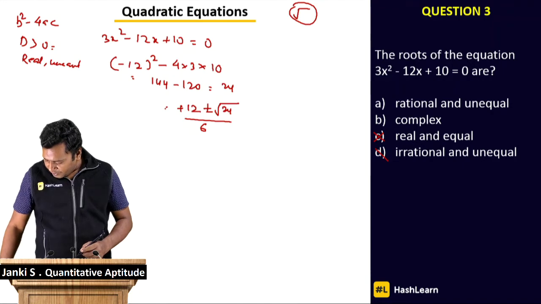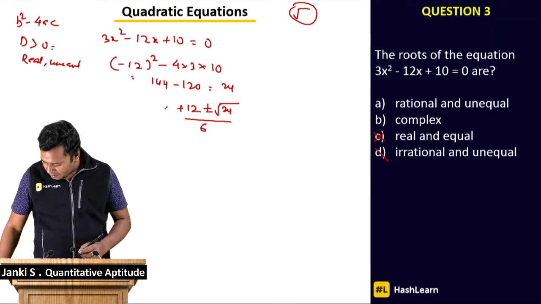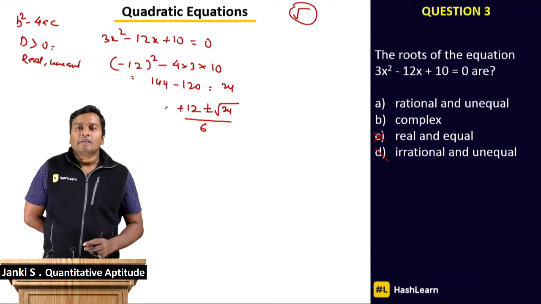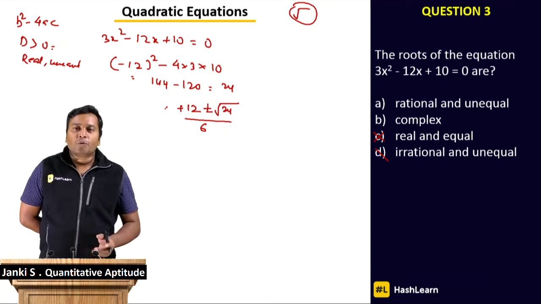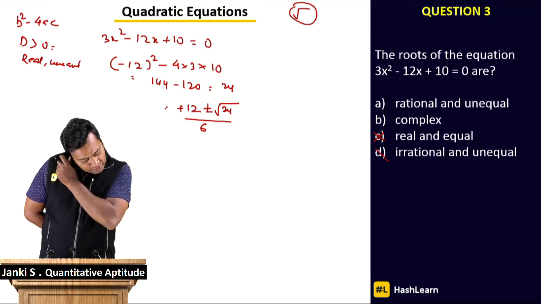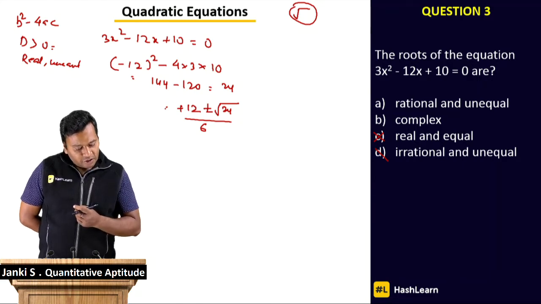What is the basic difference between irrational and the complex format? So complex is moreover related to the imaginary part, you can say. Vikas, is C the correct answer? Real and equal? Just check.